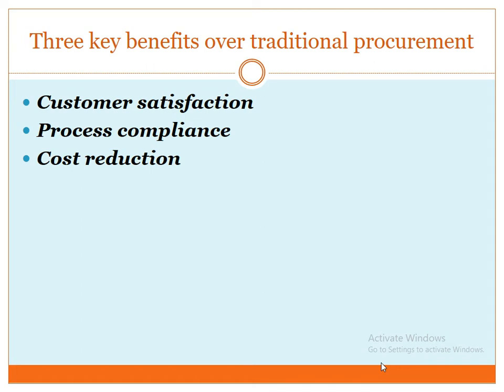Next is process compliance. E-procurement systems provided greater reliability than the traditional system, and because they were easy for individuals to use, there were fewer maverick purchases made. Then the process tended also to be more transparent and auditable, with better control of the purchasing process. Next is cost reduction.